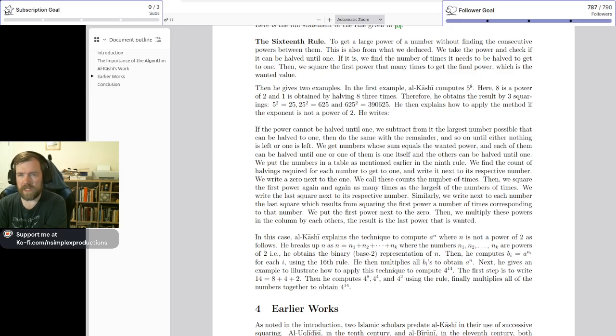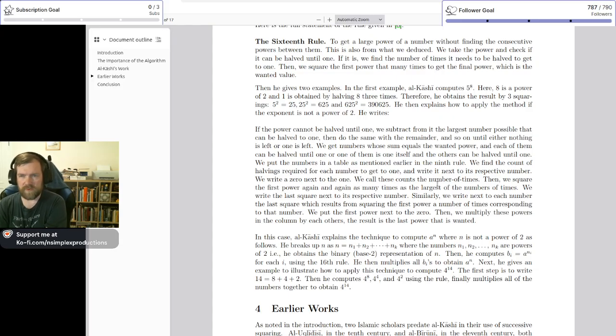Okay, it's not the whole page. That's what I was worried about. This is also from what we deduced. We take the power and check if it can be halved until 1. If it is, we find the number of times it needs to be halved to get 1. Then we square the first power as many times until we get the final power, which is the wanted value.